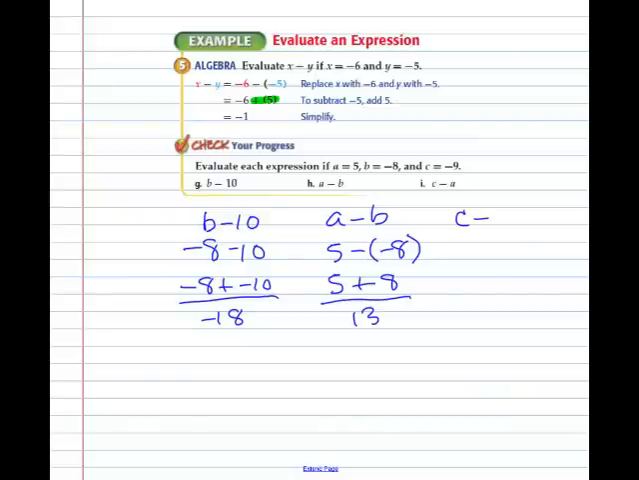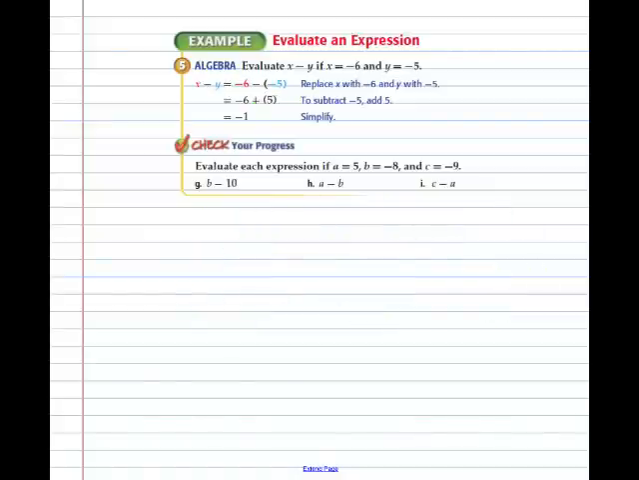C minus A becomes negative 9 minus 5, which becomes negative 9 plus negative 5. Again, signs both the same, negative 14 in this case.